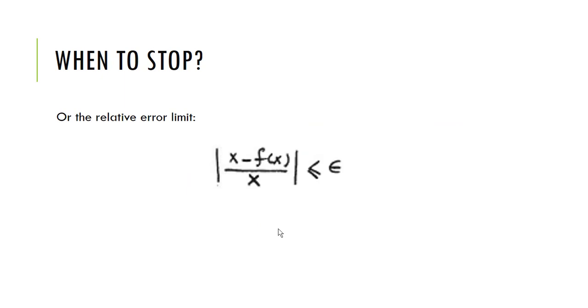When are you going to stop? Well, you're going to stop when you reach your relative error limit. So the relative error limit is going to be x minus f of x over x. And there's some disagreement about whether you should use the old x or the new x. Probably isn't going to make a huge amount of difference. If it's the new x, you want to say over f of x instead of over x. And that should be less than your tolerance.